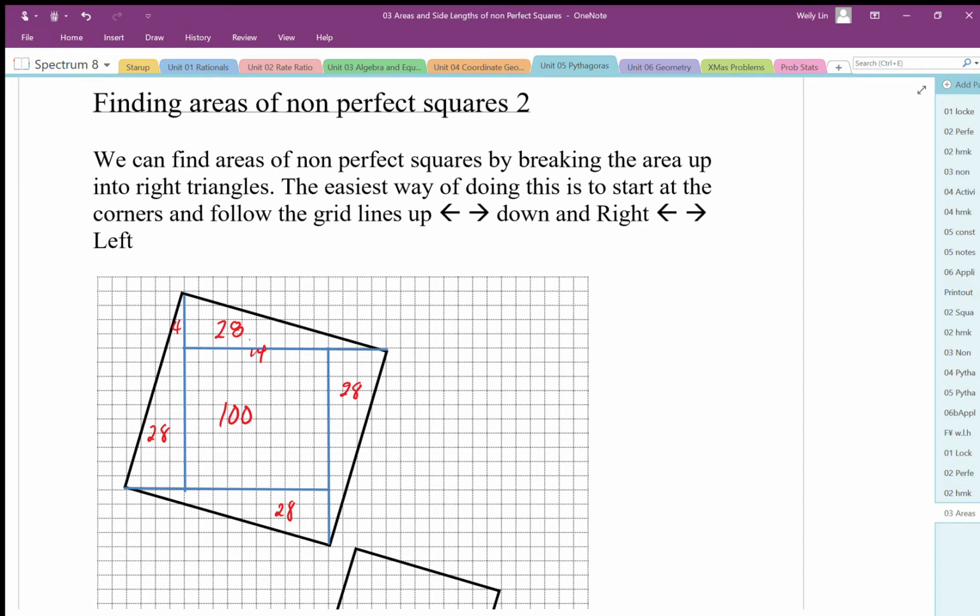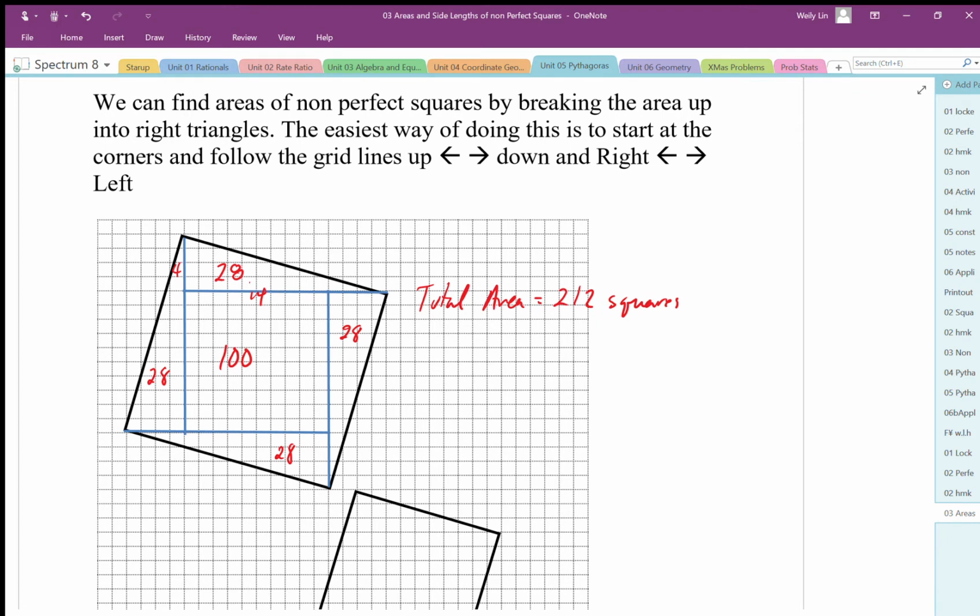So I get this total area is equal to 212 squares. So what ends up happening then is, we want to find the side length as well. If I have the square area, I can go from area to side length by squaring and square rooting. So I'm going to take the square root of the area, and the square root means I get the side length. So I do square root 212, and I end up with 14.56 approximately.